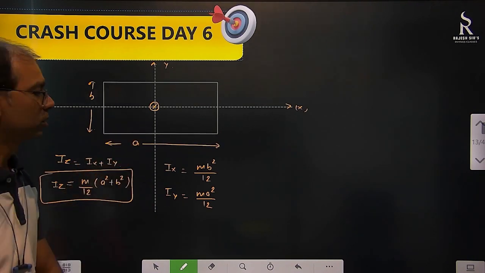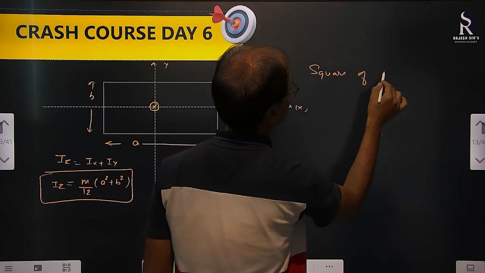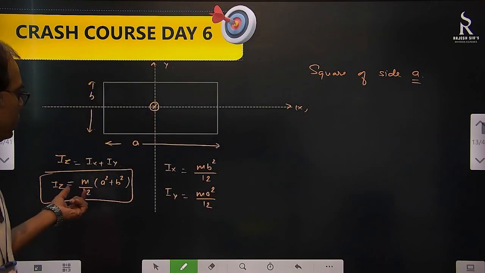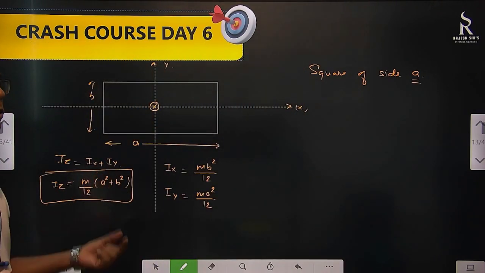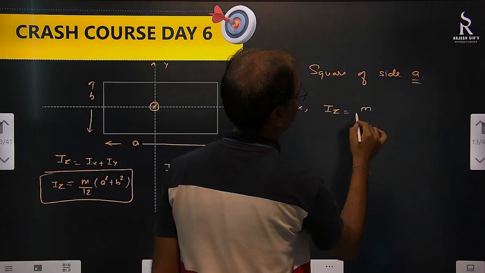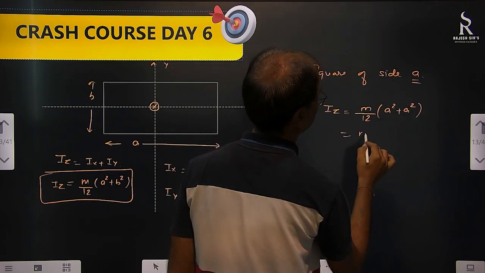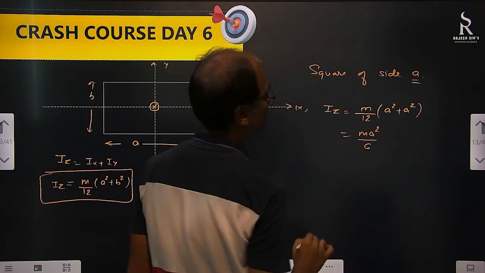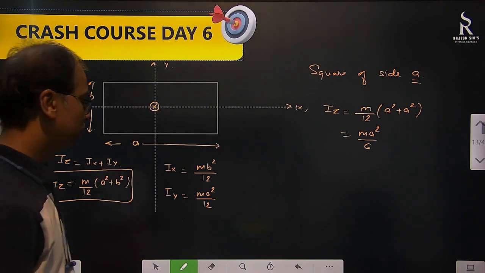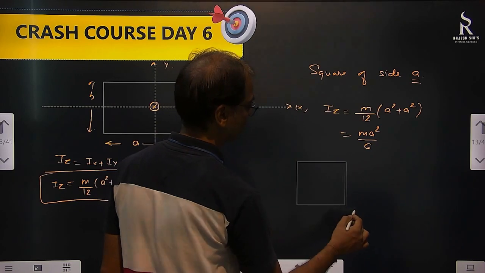Now suppose this becomes a square, a square of side A. Then what can you say? Iz will be m by 12 times (a square plus a square). Correct? M by 12 times (a square plus a square). That means ma square by 6. That is for the square. For the square, we have some more questions. In the case of a square, what questions are there?